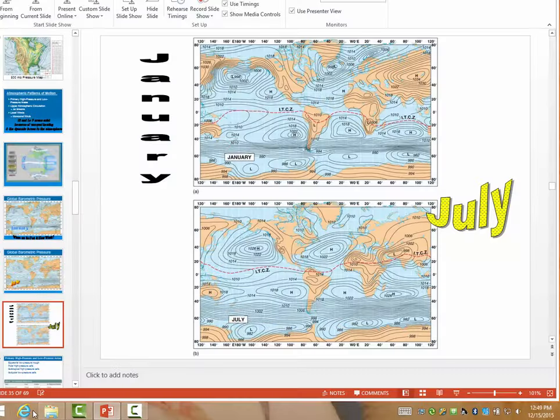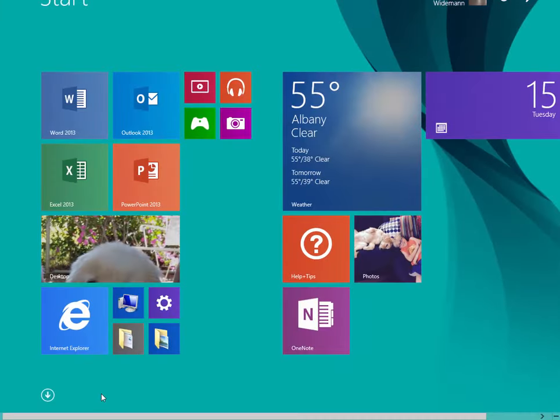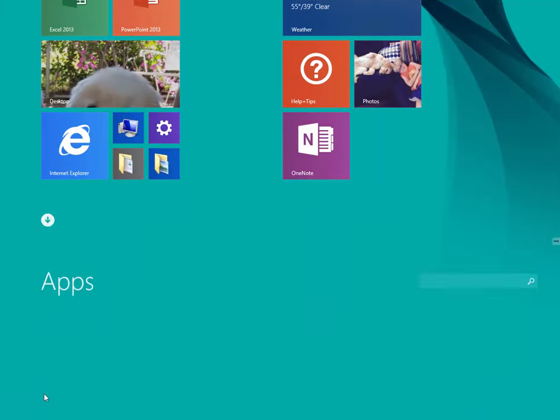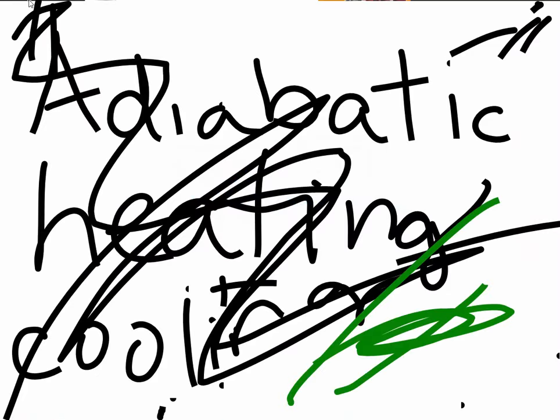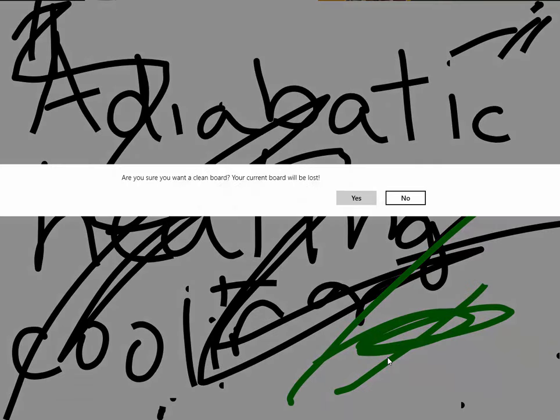So let's look a little closer at adiabatic heating and cooling with our board. Oops. Let's see if I can pull that up. Here we go. So I open up our digital whiteboard, and I'm going to create a new file, which I don't know why it's not letting me. Oh, there we go. Pull that up. We have a new file which disregards this other one. Yes, we still want to lose that one.